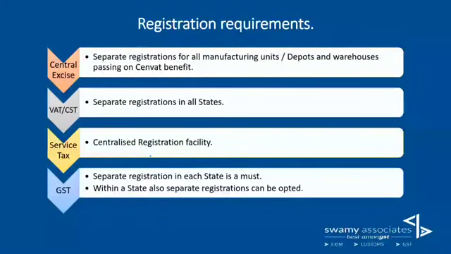Now, what are the registration requirements under the different laws? If you take central excise, it is a separate registration. If we have separate factories, we have to have separate registrations. There was a LUT to a limited extent, but otherwise, in central excise, every factory or every depot which wants to pass on the credit needs a separate registration. That is under central excise law. Under VAT law, in each state, we are supposed to have a registration. So VAT law also followed. Each state, we were supposed to have a registration.